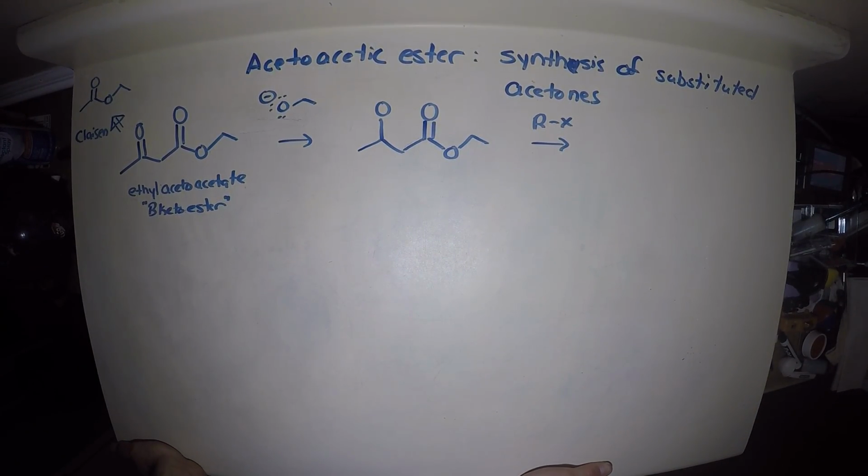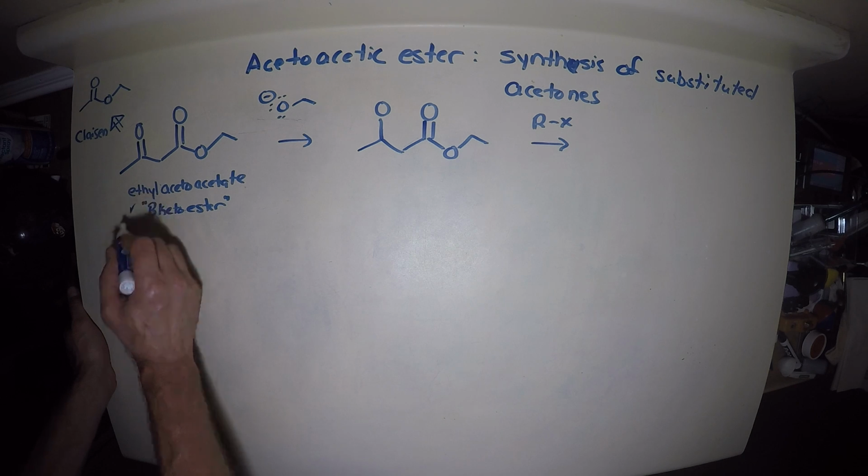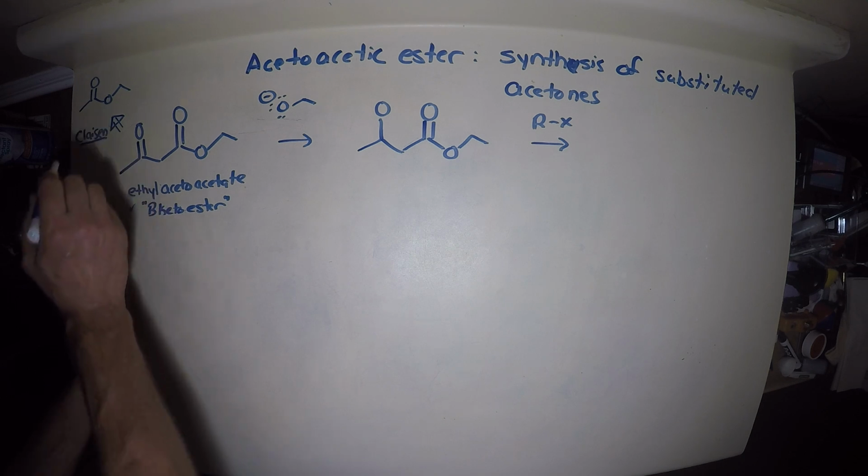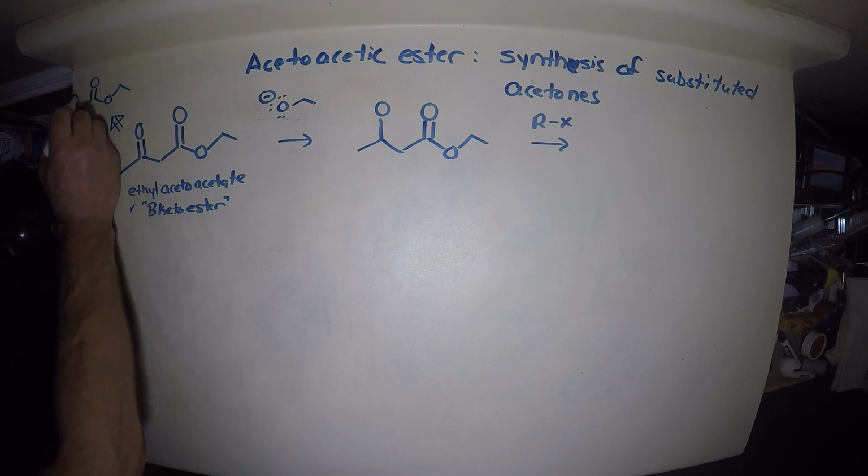Acetoacetic ester synthesis. It's a way to make what are called substituted or alkylated acetones. Quick review. We should remember that we can make ethyl acetoacetate, which is a beta keto ester, via Claisen methodology by the self-condensation of ethyl acetate.